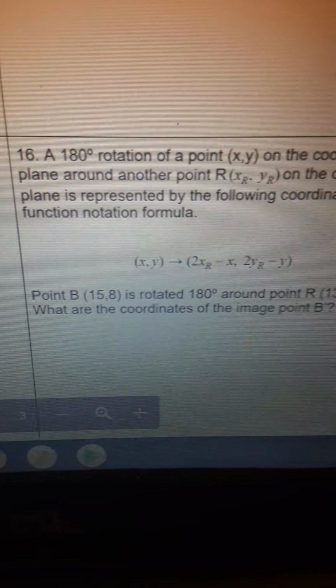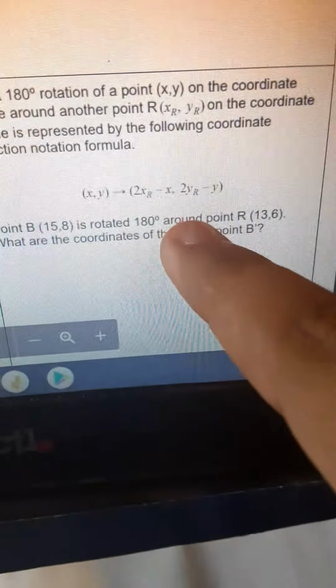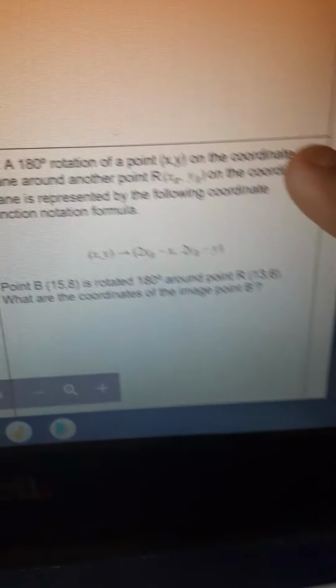Rotation of 180 across x of a point x, y on the coordinate plane. So this is basically the same as this, kind of, but now it's x r and y r for point R instead of x center and y center. So again, you label.